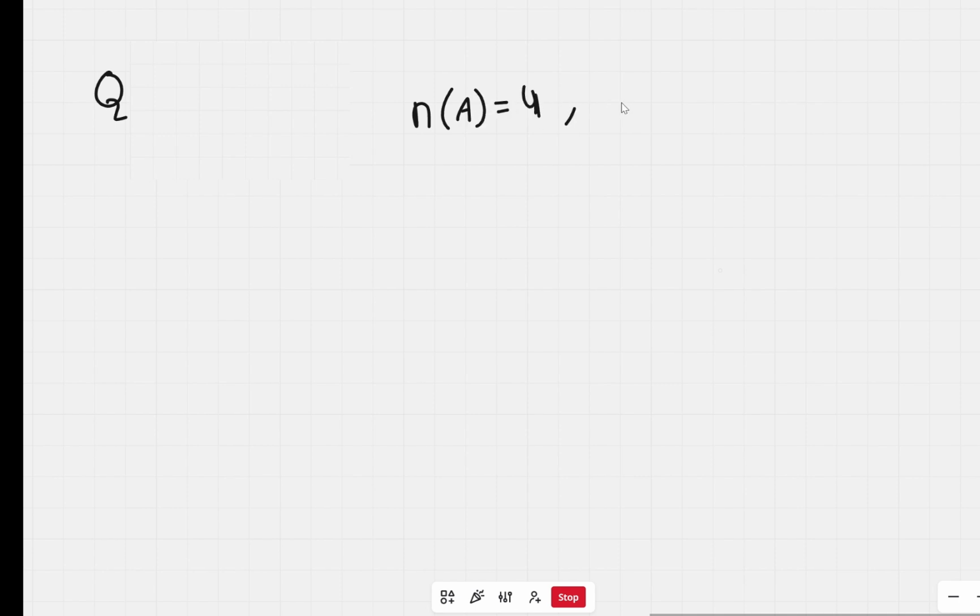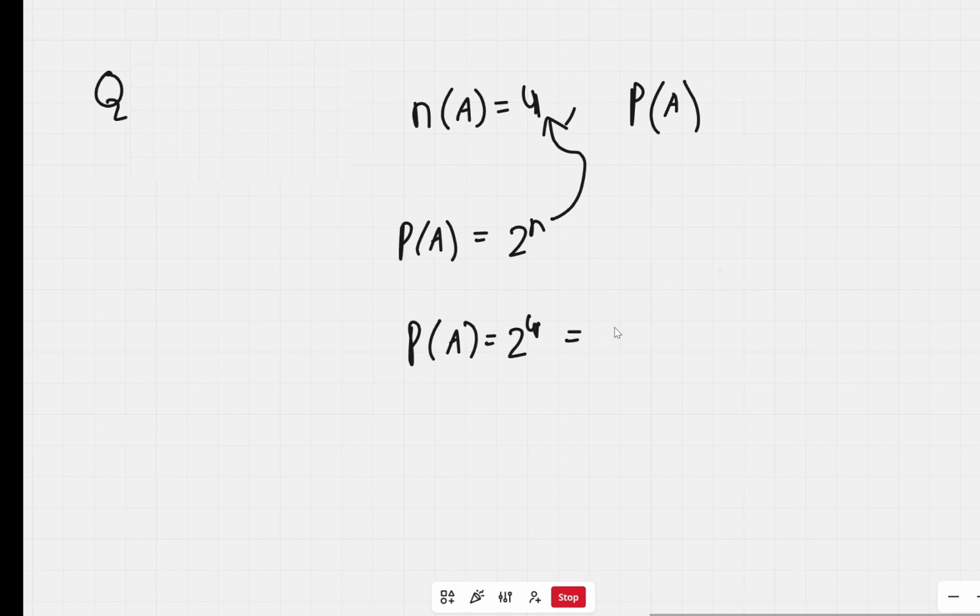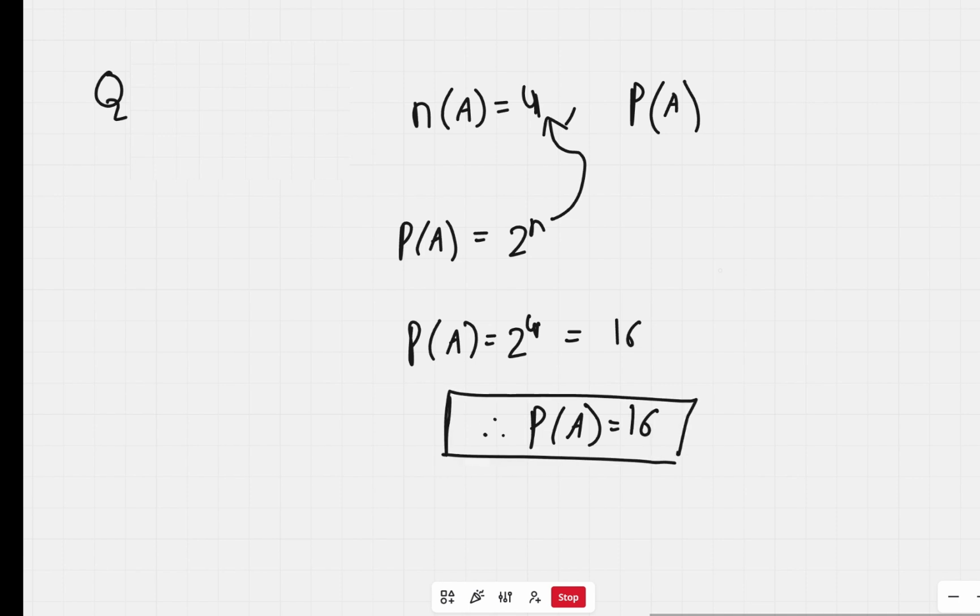Then we have to find P of A, the power set of A. Using the same formula we used for the last question, the number of elements in the power set of A is 2 to the power n, where n is the number of elements in a set. So here n is equal to 4, hence P of A is equal to 2 to the power of 4, which is equal to 16. Hence the number of elements in power set A is 16. So these were some basic questions. Now moving on to a JEE level question.